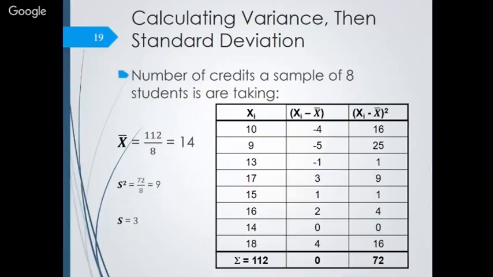The sum of the differences should be 0. Next we square them: minus 4 squared is 16, minus 5 squared is 25, like that we square the differences and sum them up, and the total we get is 72. 72 divided by the total number of students, 8, gives 9. 9 is the variance. And how do we calculate standard deviation? The square root of variance is the standard deviation, that is the square root of 9 is equal to 3. 3 is our standard deviation. So 14 is our mean, and 3 is our standard deviation.